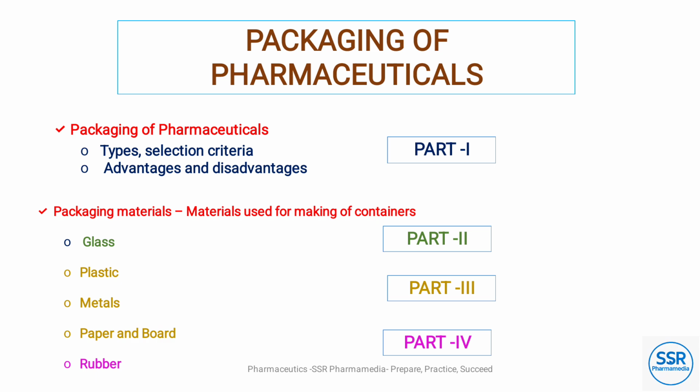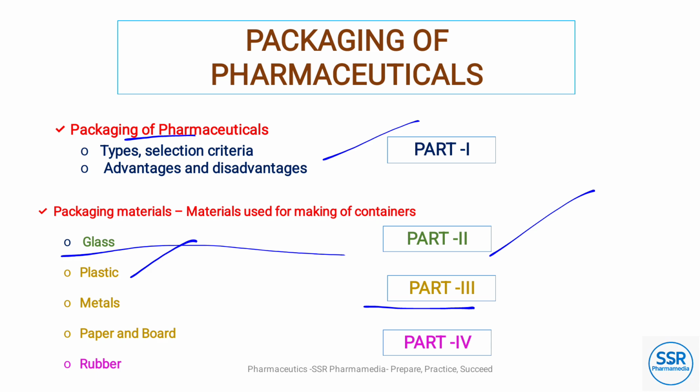So in the packaging of pharmaceuticals, Part 1 we have already discussed, and Part 2, glass, also we have already discussed. So now we are going to discuss Part 3: plastic, metals, papers and boards.